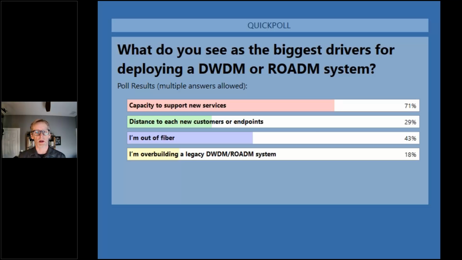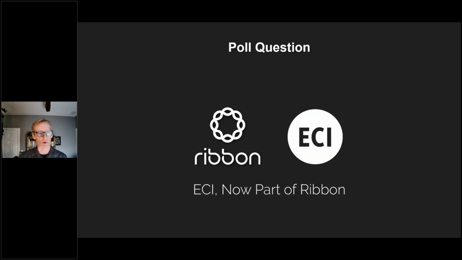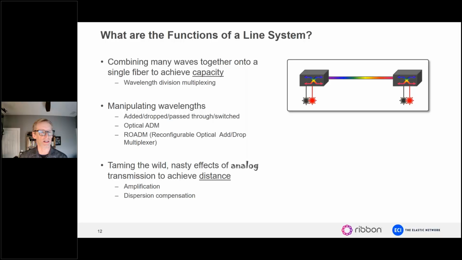So let's keep going here. We talked about sort of the electronic portion of an optical system, and we go to a lot of trouble to make a wavelength so you can mux wavelengths together on the line system. So now let's talk about the line system in more detail. Line system's job is a couple of things. First of all, to combine many wavelengths together onto a single fiber to achieve capacity without having to build more fiber. That function is called wavelength division multiplexing, or the WDM acronym you hear people say.